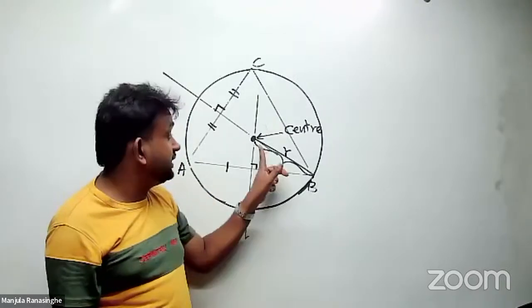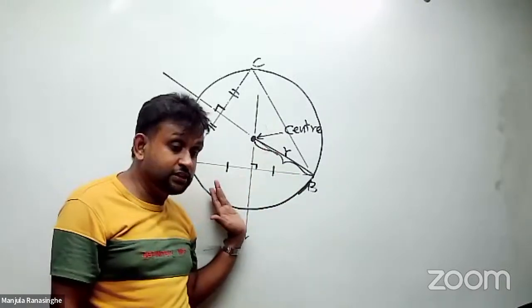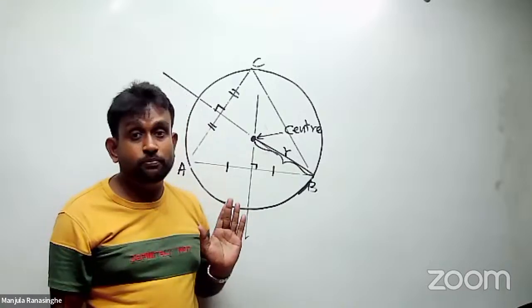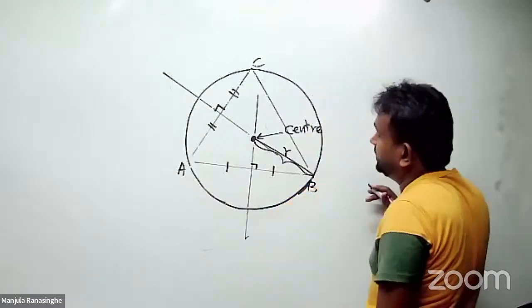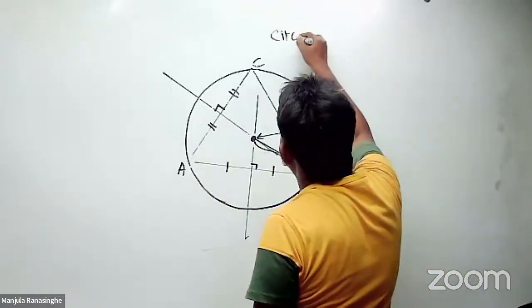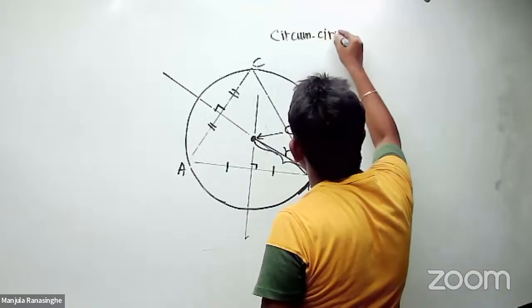Okay, that is done. Center is done. Radius is done. That is a circumcircle. You can practice at home, circumcircle. Then the next one is the incircle. So that is done. Circumcircle is done.